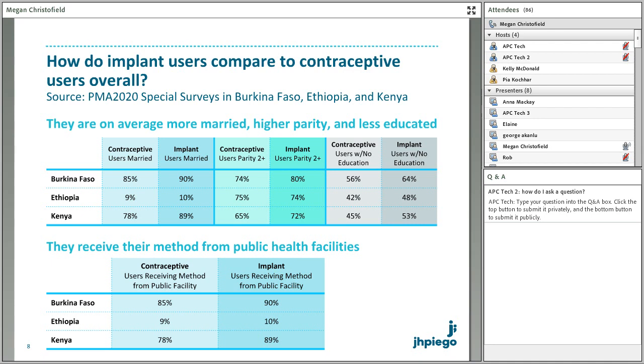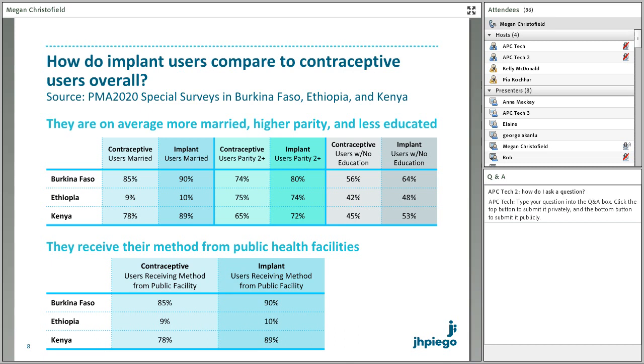So, for example, just looking at Burkina Faso, we see that overall, 85% of contraceptive users are married. But for implant users alone, that figure is 90%. 74% of contraceptive users in Burkina have at least 2 children, while 80% of implant users have at least 2 children. And while 56% of contraceptive users have no education, 64% of implant users have no education.